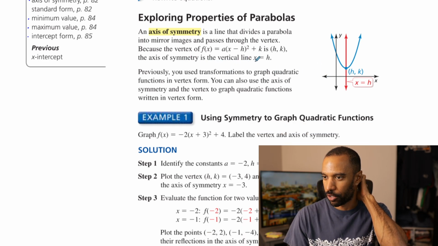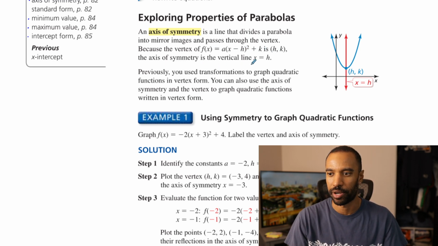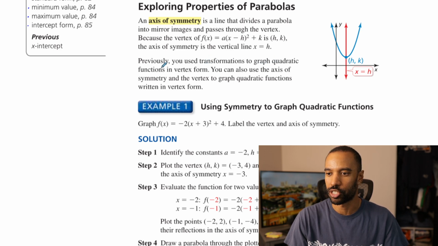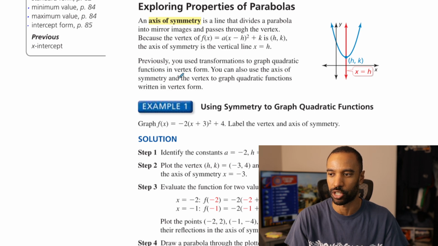The axis of symmetry is the vertical line x equals h, h being, like I said, the x value of the vertex. You see it in vertex form there. Previously, you used transformations to graph quadratic functions in vertex form. You can also use the axis of symmetry and the vertex to graph quadratic functions written in vertex form.